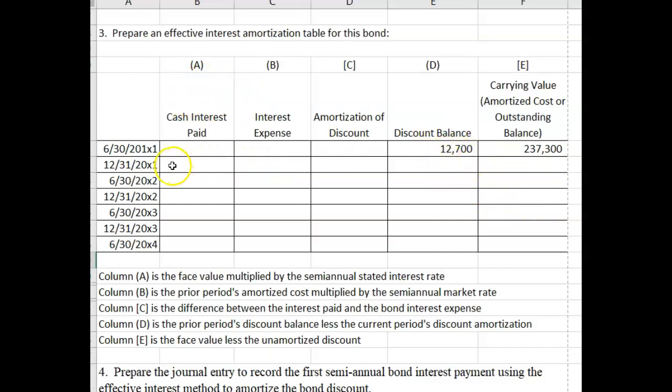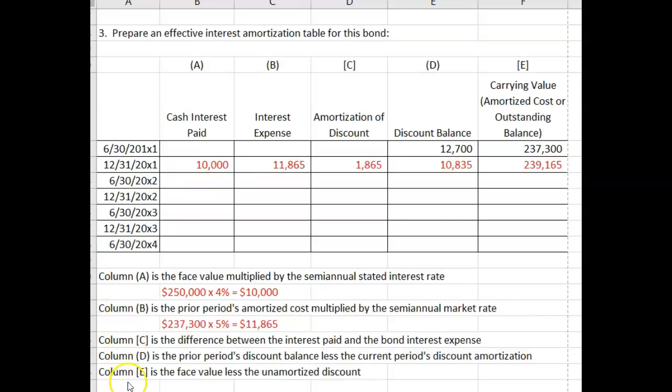Why don't you go ahead and calculate all of those numbers for the 12/31/X1 loan payment. When you finish, start the video again to check your work. The cash interest payment is $10,000 for every loan payment or interest payment. That's calculated at $250,000, the par value of the loan, times 1/2 of the contract interest rate.